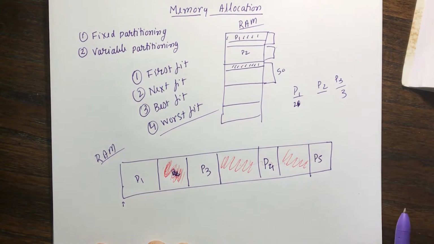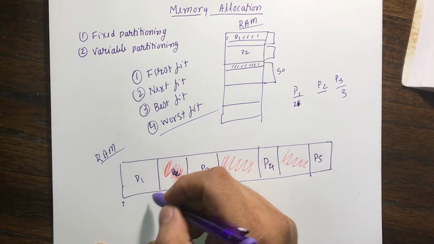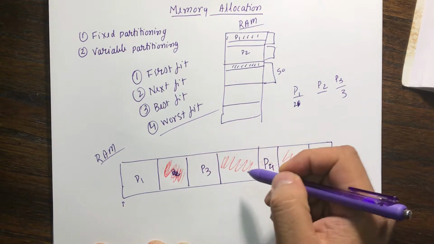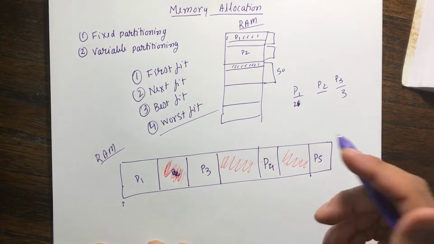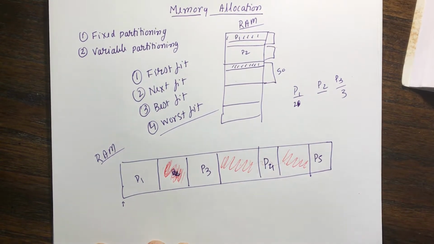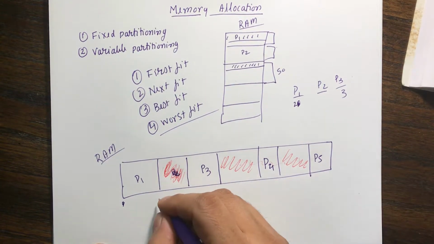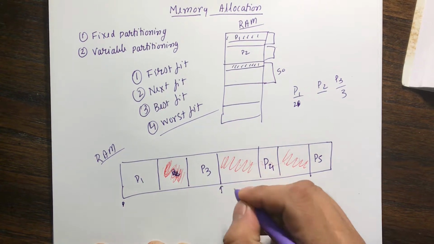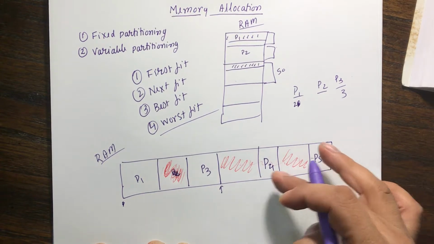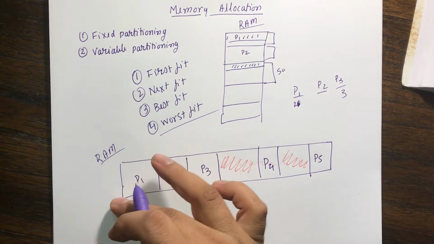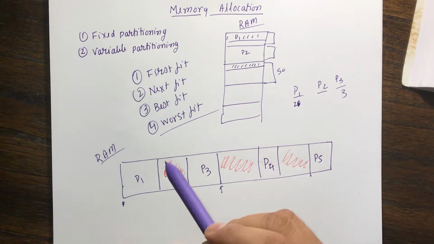Let's say P6 comes. Based on the size of P6, it'll try to figure out: can P6 fit in here? No. Can P6 fit in here? Yes. It'll fit the process P6 in here and start executing. The hole size will become smaller. That's called first fit. Next fit is where you don't start from the start. Let's say last time you put P6 over here, the next time it'll start from this location, go through P5, and then come back to P1. It's like a circular linked list. So that's called next fit.